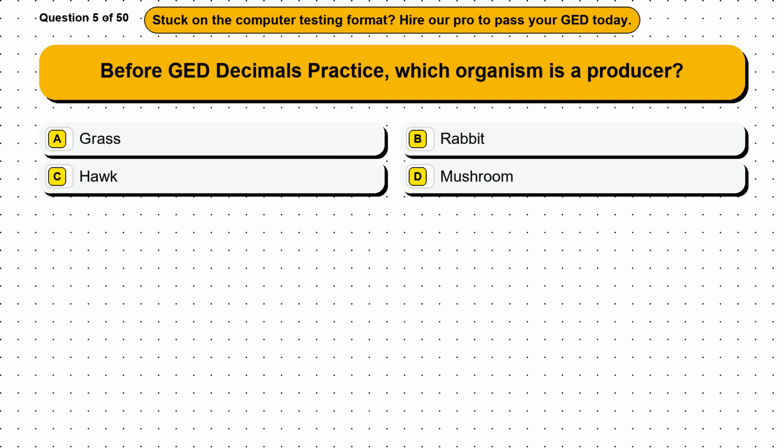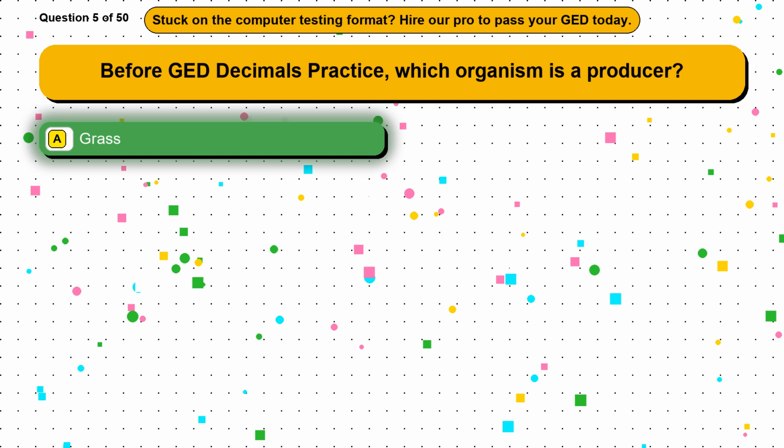Question 5. Before GED Decimals Practice, which organism is a producer? Option A, grass. Option B, rabbit. Option C, hawk. Option D, mushroom. The correct answer is option A.